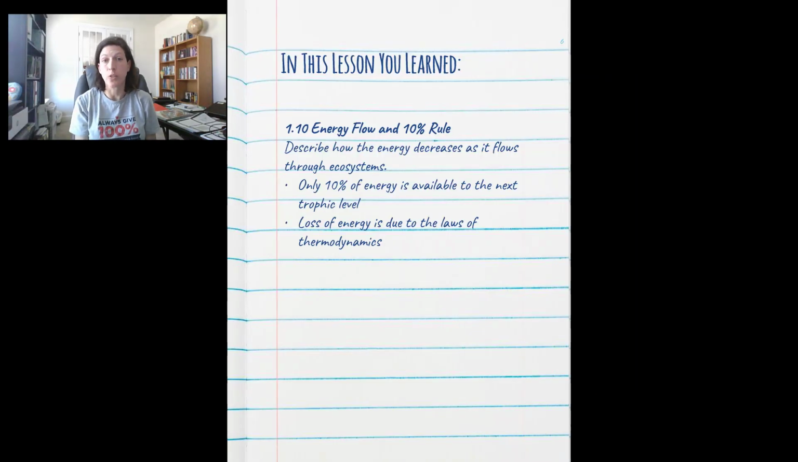Okay, so in this lesson you learned about energy flow and the 10% rule. The learning target was to describe how the energy decreases as it flows through ecosystems. Remember that only 10% of energy is available to the next trophic level, and that the loss of energy is due to the laws of thermodynamics.